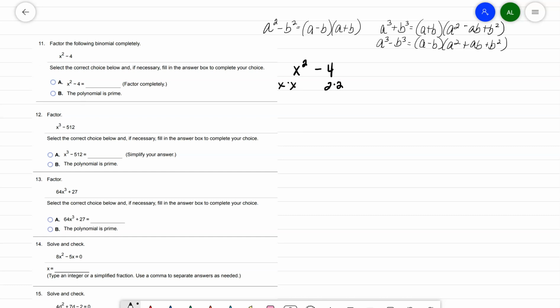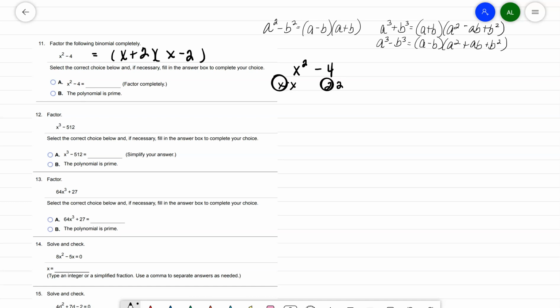Once you identify that, it's just a matter of using the formula to factor. So your a is your x and your b is your 2. So creating the factors is very easy because a squared minus b squared is equal to a minus b times a plus b. So we simply write the factors as x plus 2 times x minus 2, and we're done.